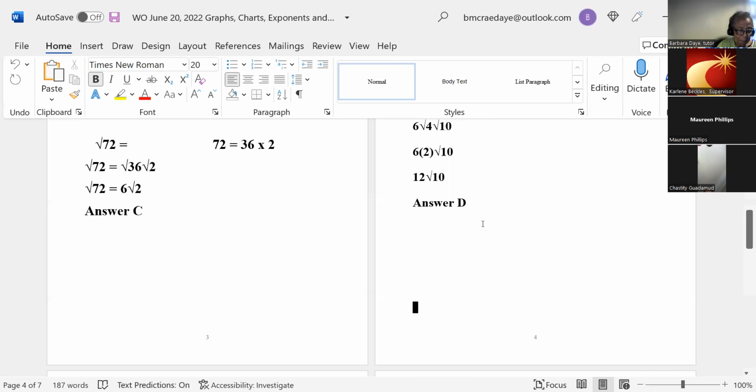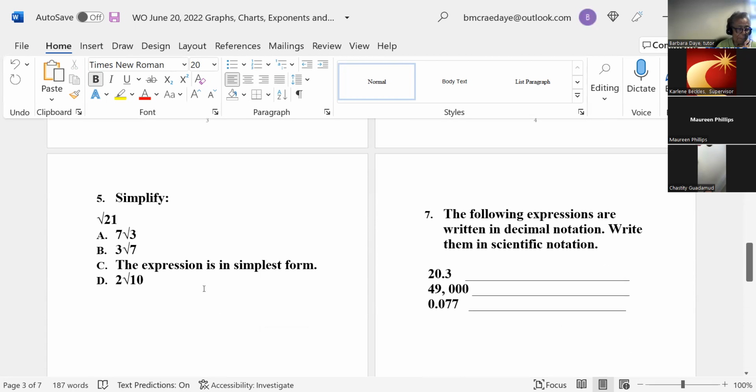The thing that you got there, like number C, the expression is in simplest form, right? That means it's already simplified. You can't go any further. When it's in simplest form already, then you just leave it like it is. In other words, if you can't break this down into factors to make it simpler, then it's already in simplest form.